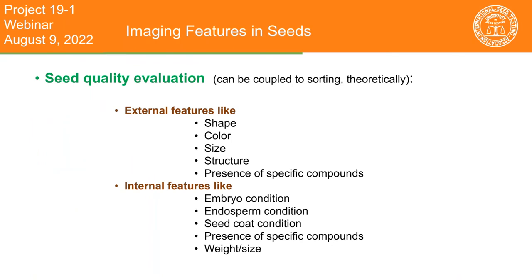When we look at the features that we can look at in seeds with these imaging technologies, we have to look at the external features and the internal features. External are shape, color, size, the structure, the presence of specific compounds, which may relate to all kinds of seed quality aspects. And the same for the internal features: embryo condition, endosperm condition, condition of the seed coat, also the presence of specific compounds inside the seed, the weight, size. All these features can be looked at with different imaging technologies.